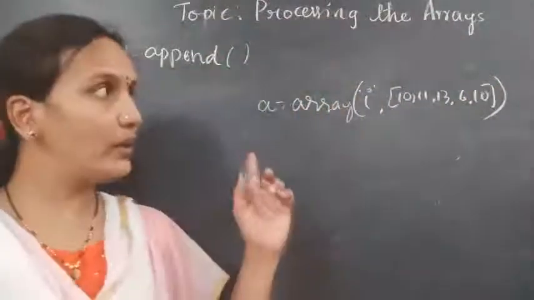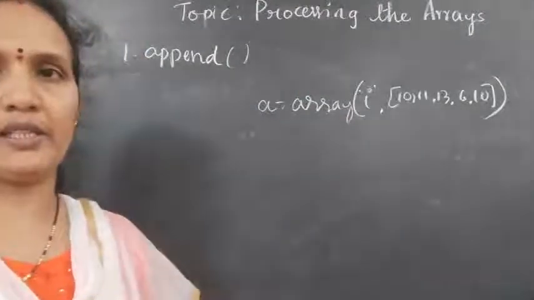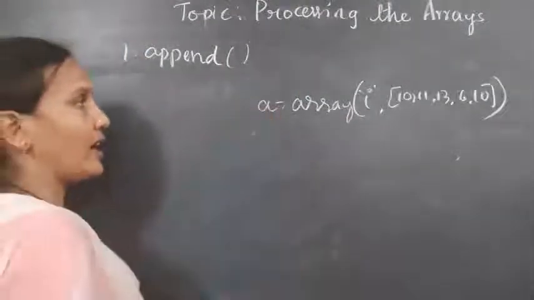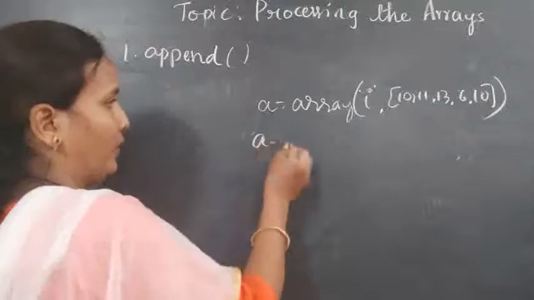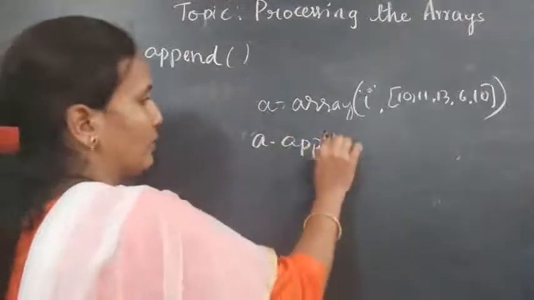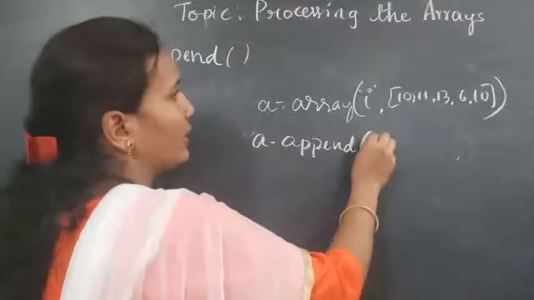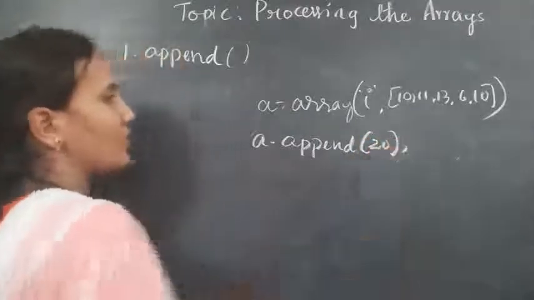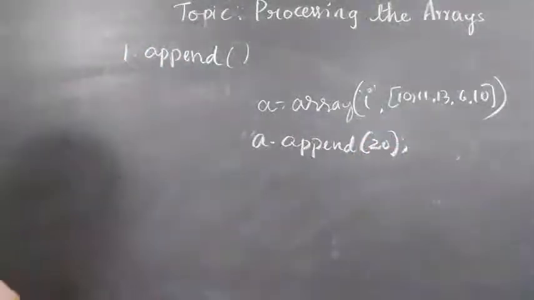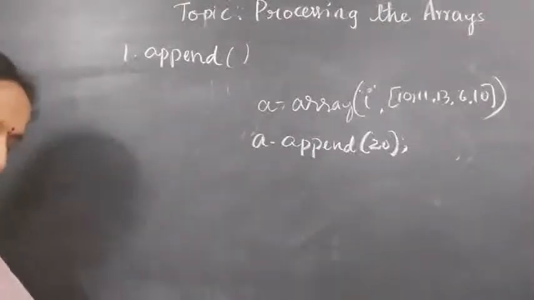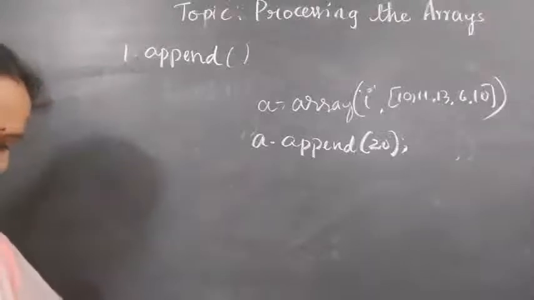I want to add a new element at the end of the list. Then you can give like this: what is the name of the array? A dot append, example 20. So what happened? That will be added at the end of the array. Okay, means after the 10 that will be displayed. What is the use of the append method now? Append method is used to add element at the end of the array.